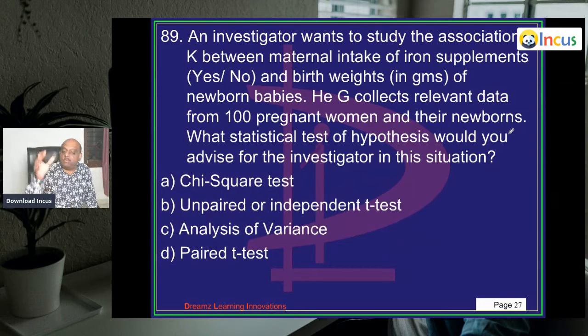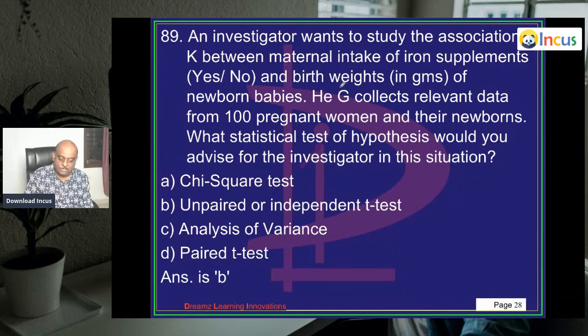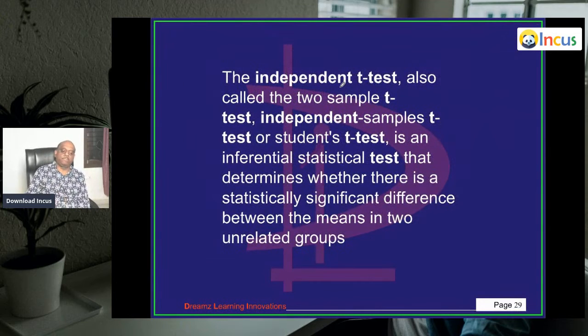An investigator wants to study the association between the maternal intake of iron and the birth weights in newborn babies. He collects the relevant data from 100 pregnant women and their newborns. So he compared the mean values of these birth weights. So there you will use the independent t-test.